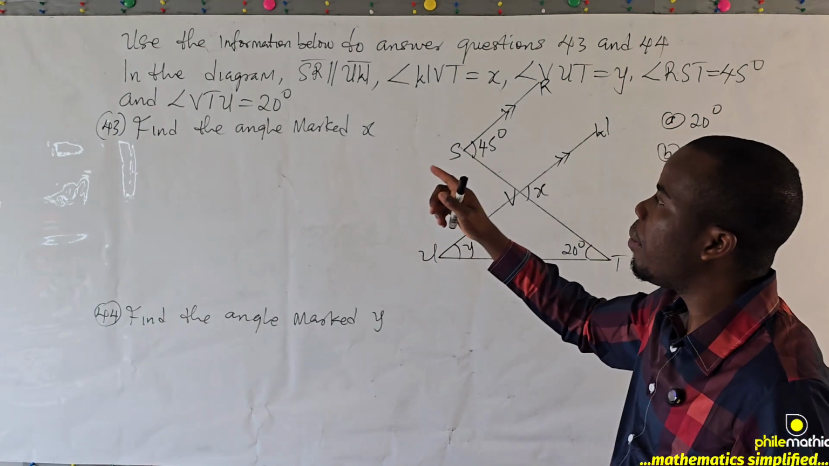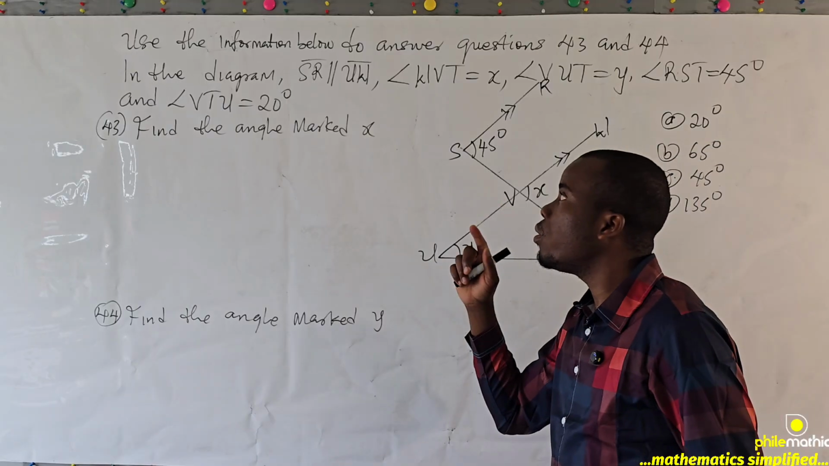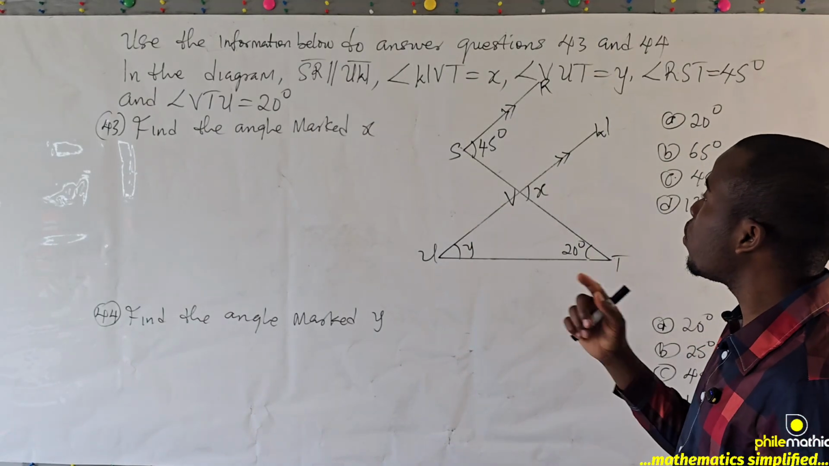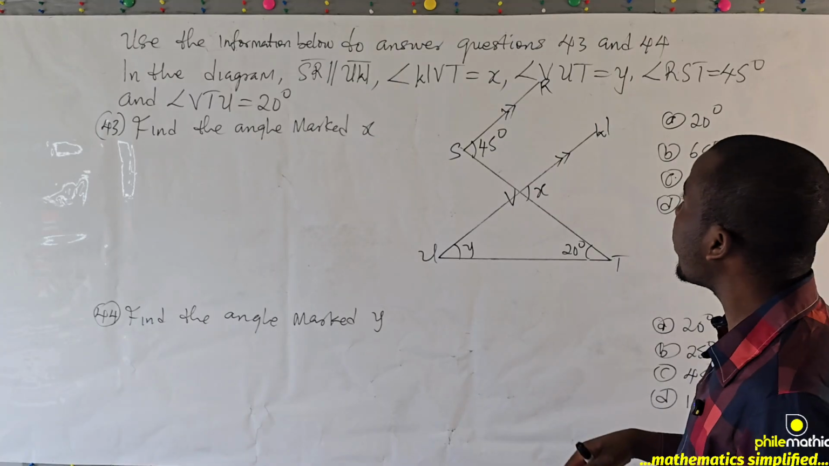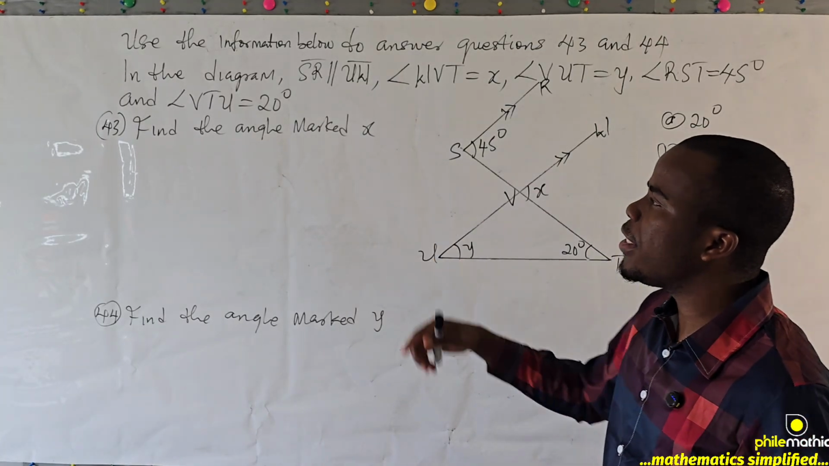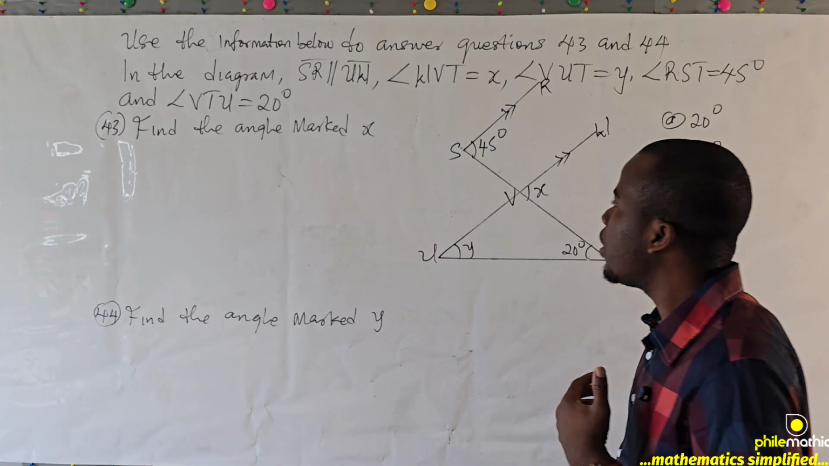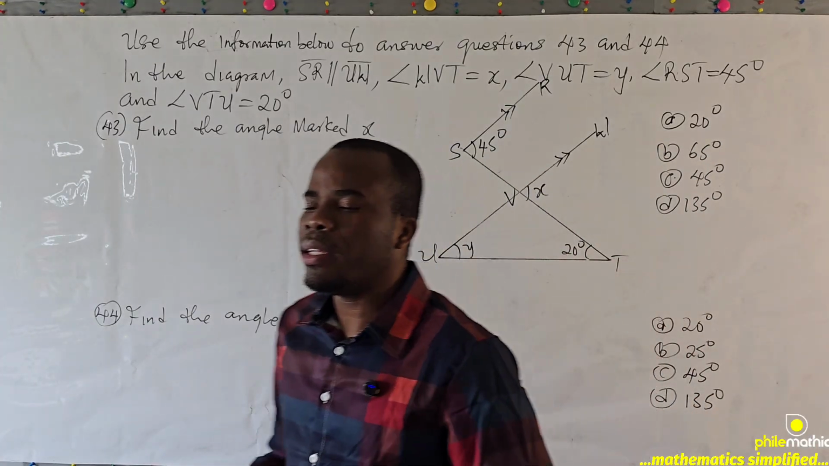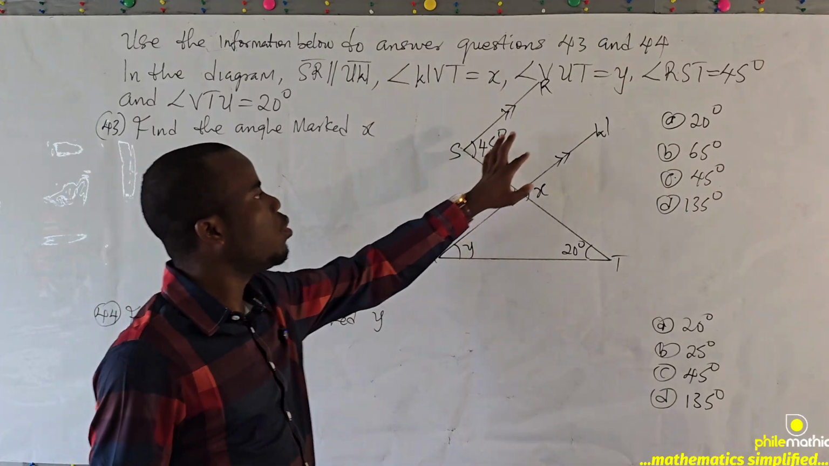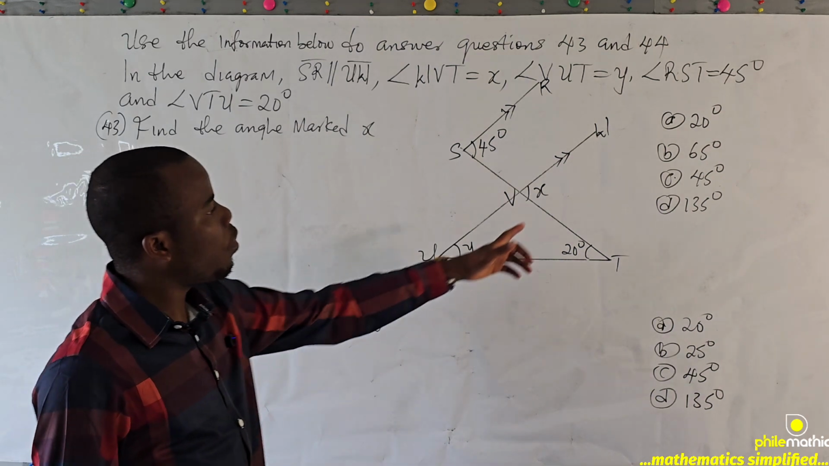In the diagram, line X arrow is parallel to line UW. Angle WVT is X. Angle VUT is Y. Angle ROST is 45 degrees. And angle VTU is 20 degrees. Find the value of X. Plane shapes like this are easy, extremely easy, once you know the theorems backing them up. We have to look for X and Y.